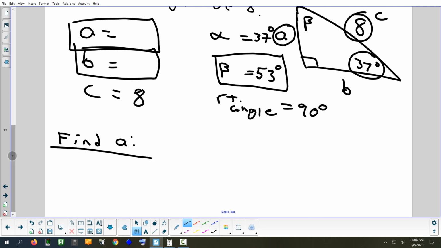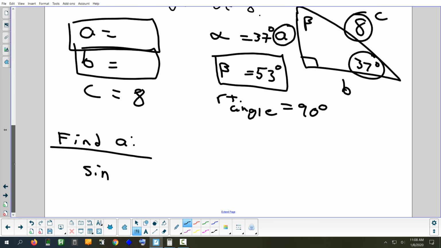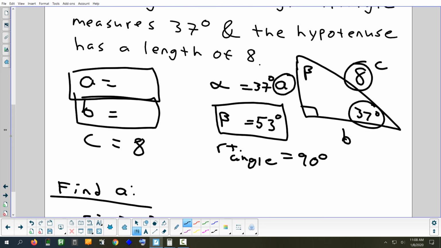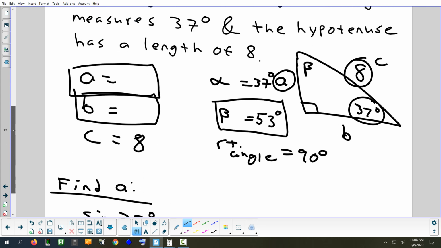I'm going to find A. So, the sine of, and then you always write your angle. Right? It's kind of like writing square root of, and then you fill in the thing you're putting in the square root. That's what we're doing right here. Sine of, now fill in the thing you're taking the sine of. Sine of 37 equals, excuse me, thank you, opposite over hypotenuse, A over 8.